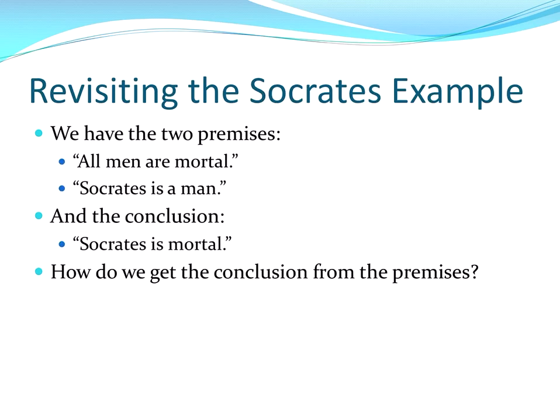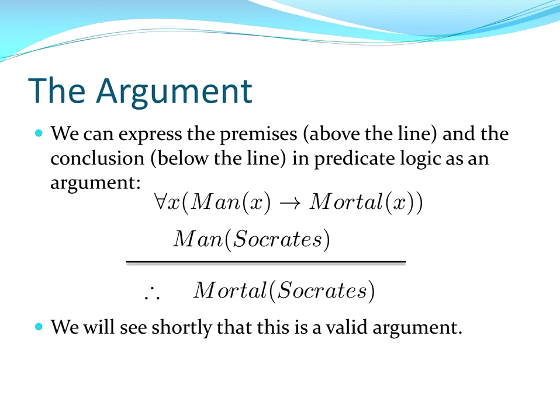Here's our Socrates example again. How are we going to get to that conclusion? One of the ways that we will construct this is by using this type of structure here. We're going to see this several times, where we have premises above the line and a conclusion below the line, and this triple dot is a symbol that means therefore. So for every x, man x implies mortal x. Socrates is a man, therefore Socrates is mortal. And we'll see the validity of that soon.